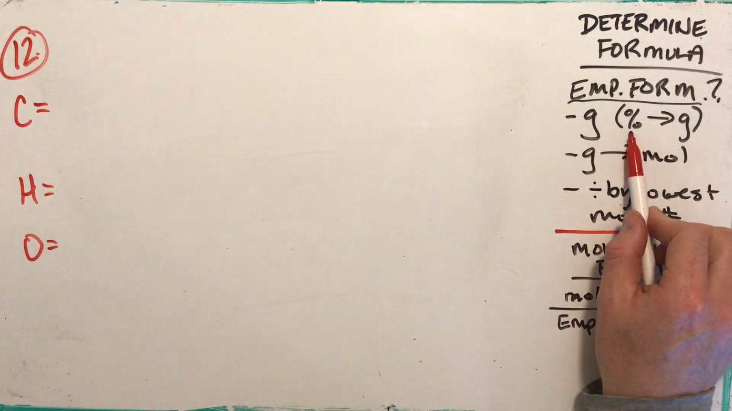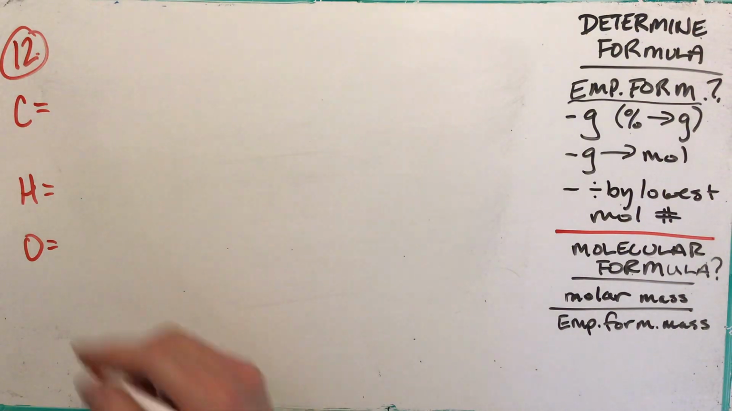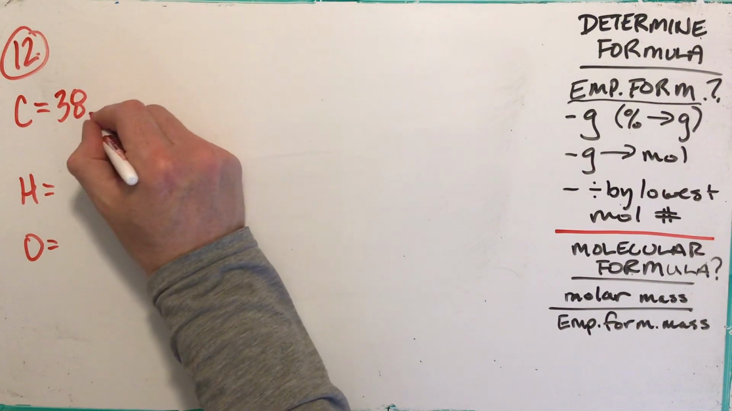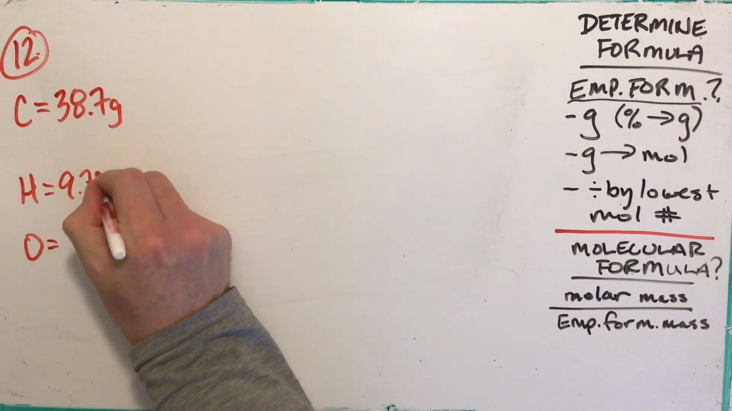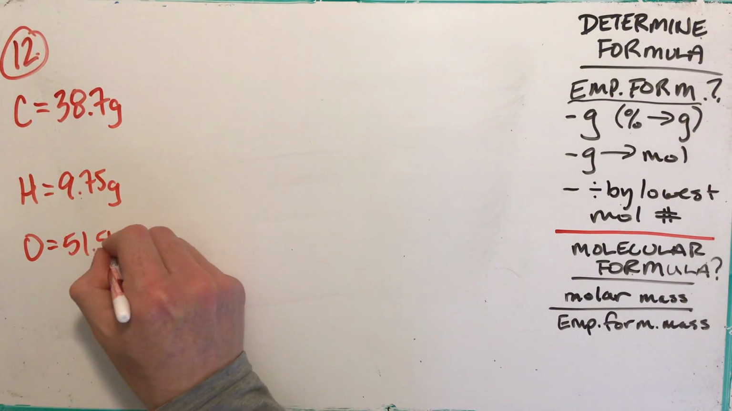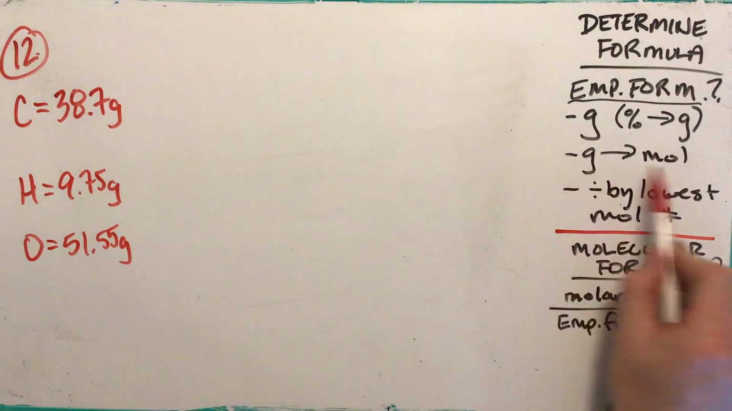They've given us percent composition, so we'll turn that directly into grams by assuming the 100 gram rule. So 38.7% becomes 38.7 grams, 9.75% becomes 9.75 grams, and 51.55% becomes 51.55 grams.